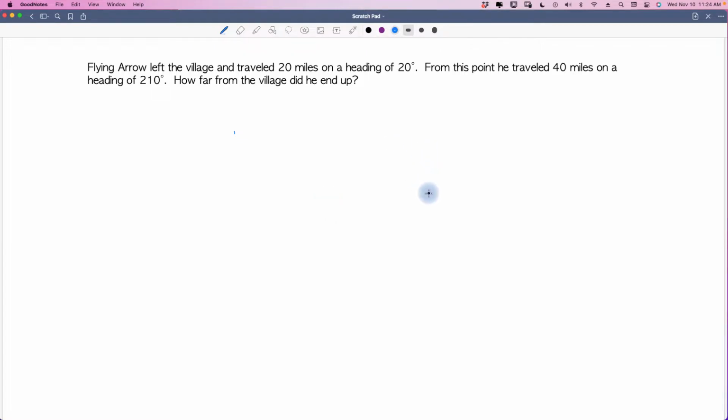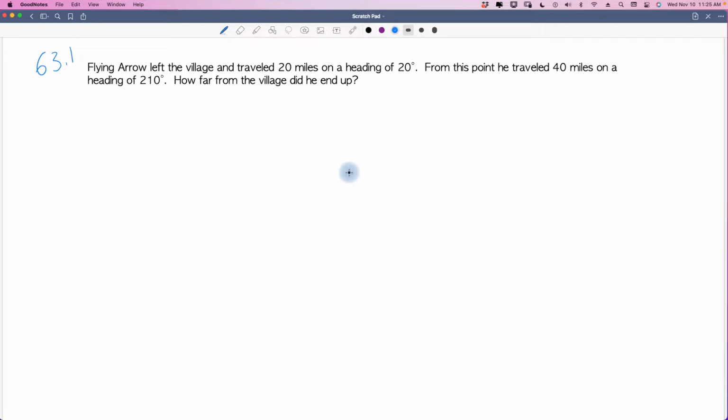So first we need to look at this problem to learn how to do that. This is 63.1. Now, this problem says that Flying Arrow left the village. I'm guessing Flying Arrow is his Native American name. He left the village and traveled 20 miles on a heading of 20 degrees. Okay. From this point, he traveled 40 miles on a heading of 210 degrees. How far from the village did he end up?